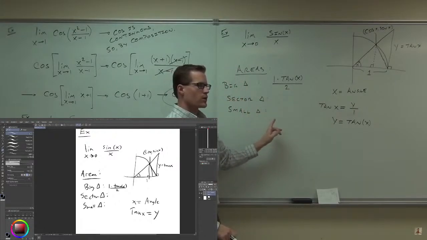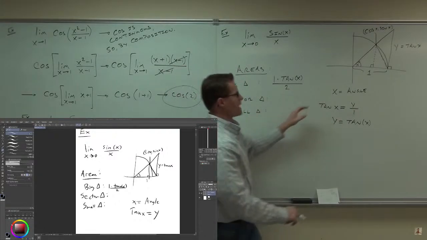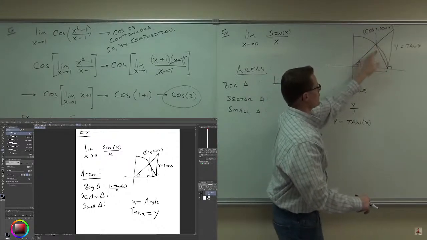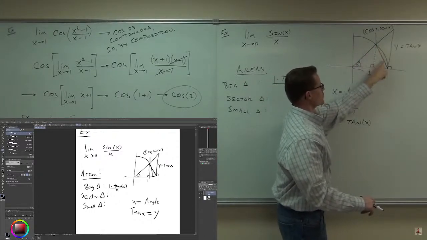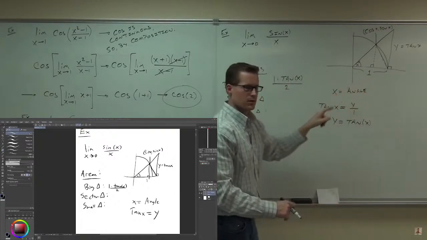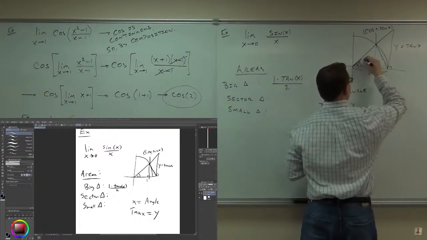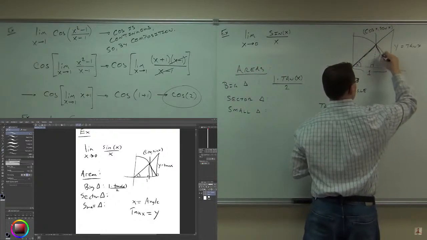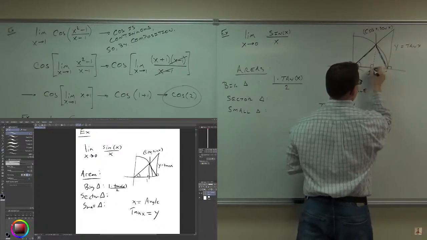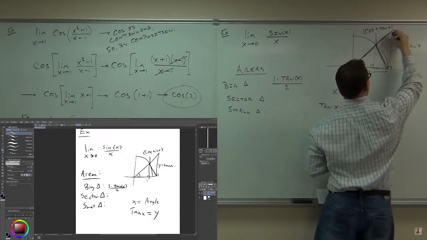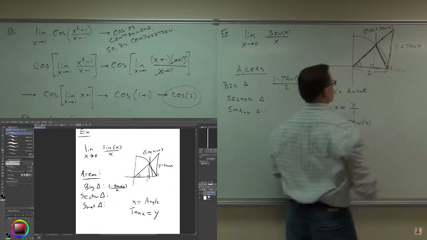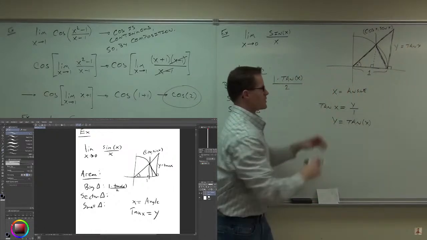Let's do the small triangle, then we'll talk about the sector. The small triangle is this one right here, not the too small one, but this one. Are you with me on that one? Yes. So it has a base of 1 and a height of sine x, so the area is sine x over 2. And then we'll talk about the sector in a moment.